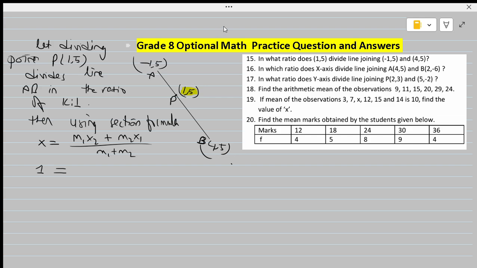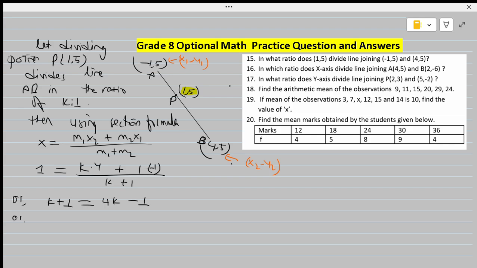So minus 1, 5 I have considered as the first point, that is x1 comma y1, and this 4, 5 I have considered as the second point, x2 comma y2. So the values of m1 and m2, k and 1, I have kept. And x2 and x1, I have kept here 4, and x1 we have here minus 1. So 1 into k plus 1, you get k plus 1. 4 into k is 4k, and 1 into -1 is -1.